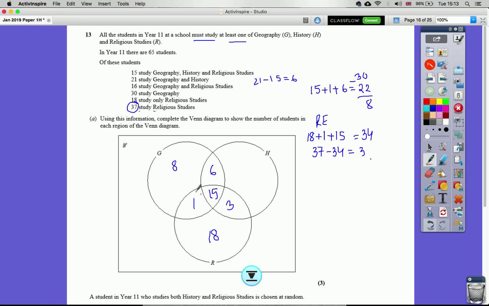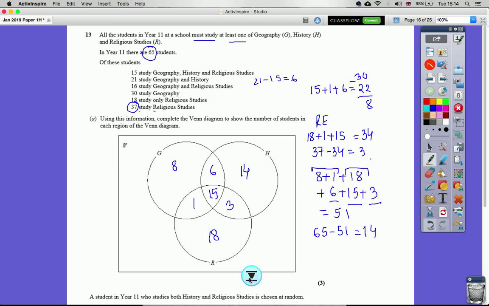So altogether, how many students have I got? I've got 8 plus 1 plus 18 plus 6 plus 15 plus 3. 8 plus 1 is 9, 9 plus 18 is 27, 27 plus 3 is 30, 30 plus 15 is 45, 45 plus 6 is 51. Total number of students 65. So you do 65 minus 51, which is going to be 14 students who study only history. So I have completed my Venn diagram.